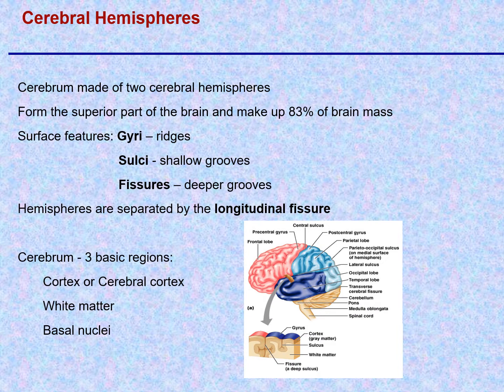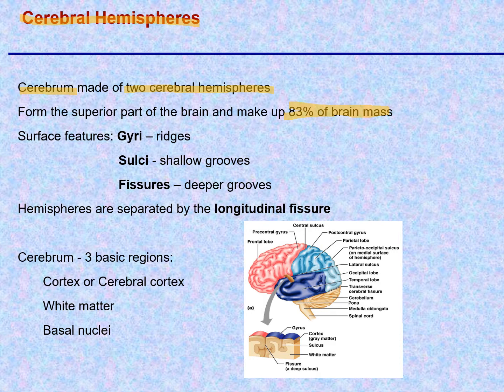Now, when we look at the left and the right sides of the cerebrum, these are called the cerebral hemispheres. So it's made up of two cerebral hemispheres, a left and a right hemisphere. They make up the vast majority of the total brain. Here's a percentage. You don't have to memorize that percent, but it's approximately accurate as a percentage of the total brain mass.